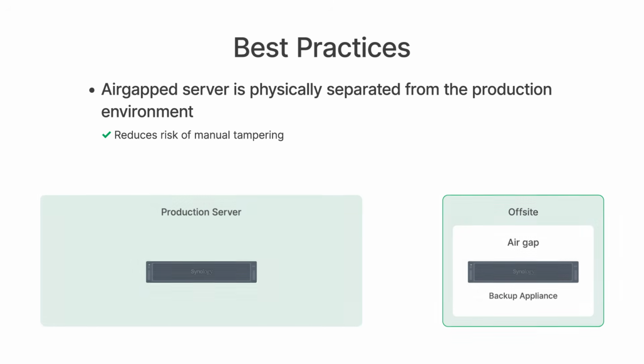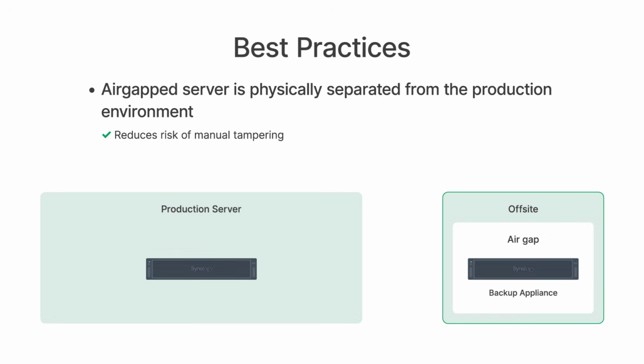An air-gapped server is physically separated from the production environment, and this is done by disabling the NIC, for example, or by entirely powering off the system based on a policy that you set. One would do this so that you can reduce the risk of manual tampering and also reduce the risk of your secondary backup appliance being hit by ransomware if that is affecting the rest of your network.